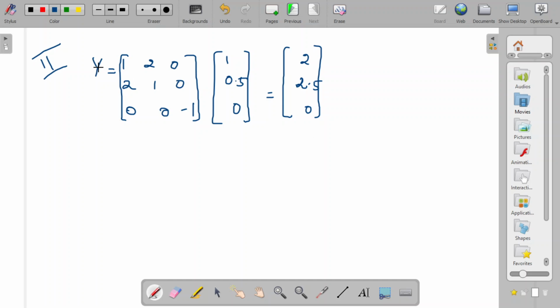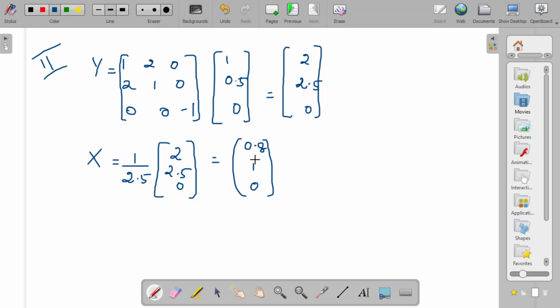So in the next step I found y equal to this value. Then the largest value in that is 2.5, so k is actually 2.5. Again I am finding the new x. New x is 1 by k, where k here is 2.5, the largest one among these. So 1 by 2.5 into 2.5 and then 0. I will get 2 divided by 2.5, that is 0.8, then 2.5 by 2.5, that is 1, and 0 divided by 2.5 is 0. So I will get the next value as 0.8, 1, 0.